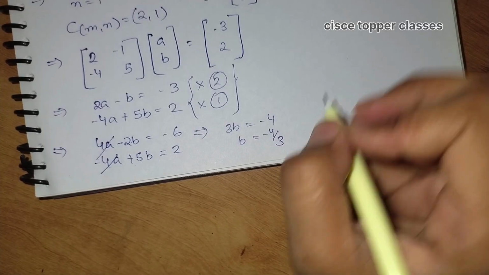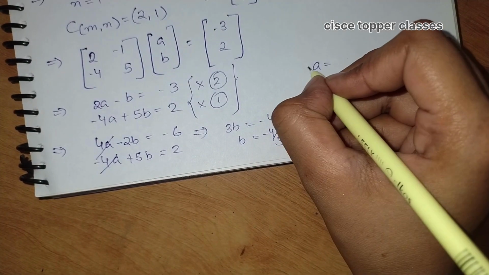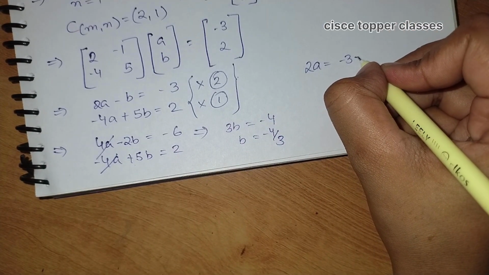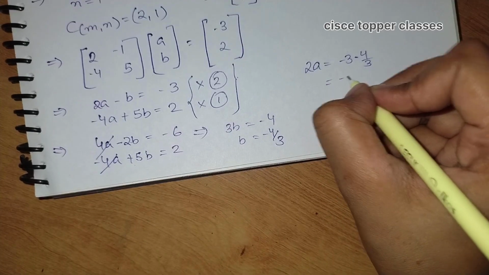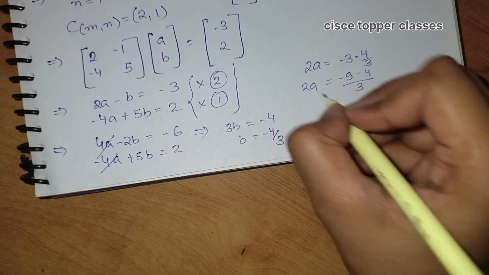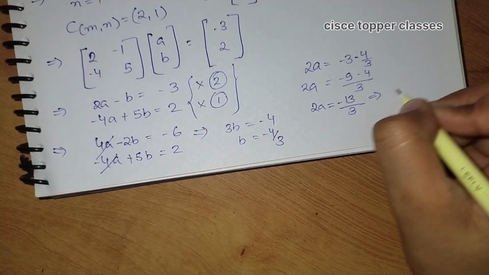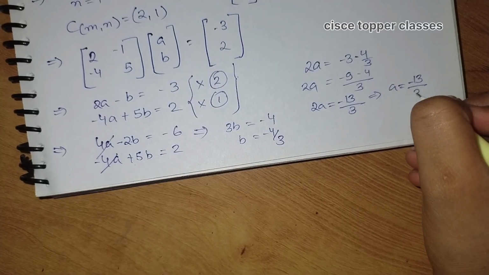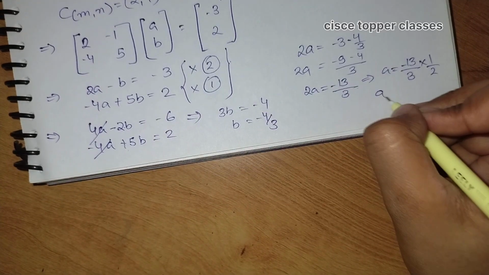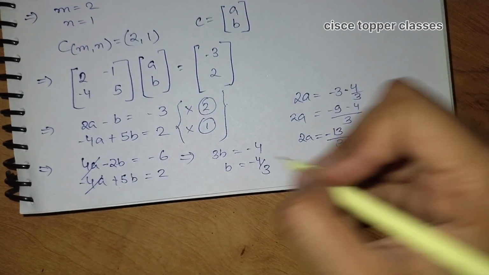From there we got b. Again, if you want to find the value of a, putting the value of b, we can find 2a is equal to minus 3 plus minus 4 by 3, and this will become minus 9 minus 4 divided by 3. So 2a will become minus 13 divided by 3, where a is equal to minus 13 divided by 3 into 1 by 2. So simply a will be minus 13 by 6. So a is this and b is this.